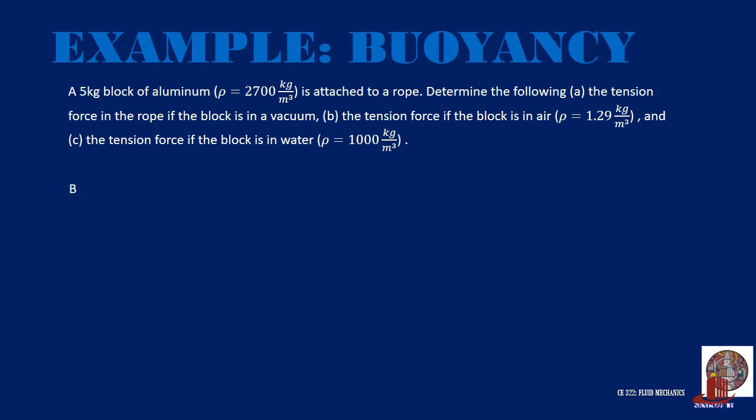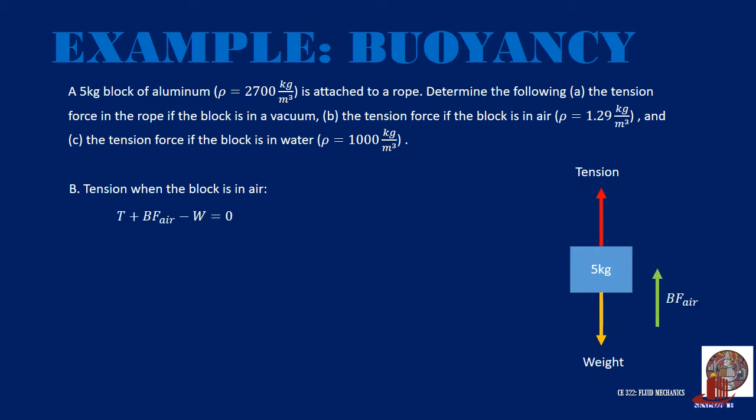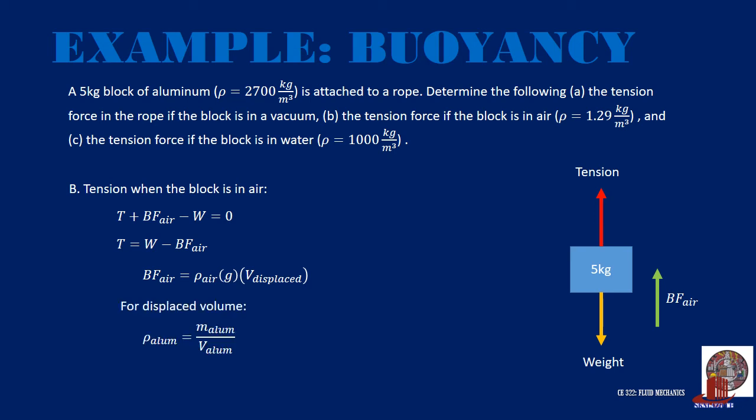When the aluminum block is placed in air, although minimal, there is a buoyant force acting to it in addition to its weight. So, by summation of vertical forces, we have tension plus buoyant force less weight is equal to 0, or tension is equal to weight less buoyant force. As we derived earlier, buoyant force can be computed as density of the medium times G times displaced volume. But what is displaced volume? The displaced volume is equal to the volume of the block, and we can solve it by using the density of the aluminum, which is equal to its mass all over its volume.